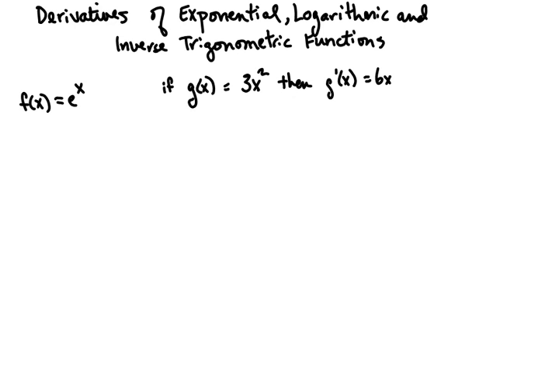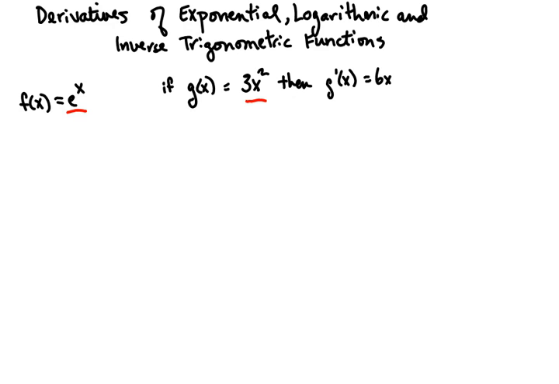If you notice the difference between these two functions, it is that the exponent is a constant in the polynomial one, 3x squared, but the exponent is a variable in the exponential function. So this is a major difference here. And when you see the variable in the exponent, you cannot use the power rule. So please do not try to make this become x times e to the x minus 1. That is not applicable for exponential functions.